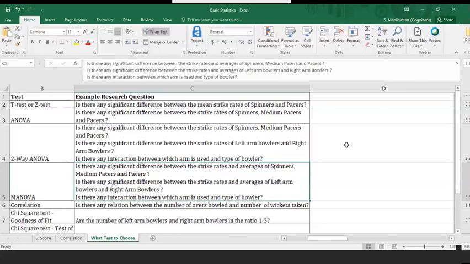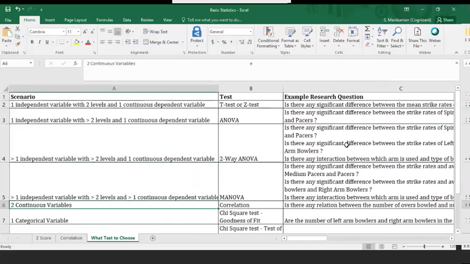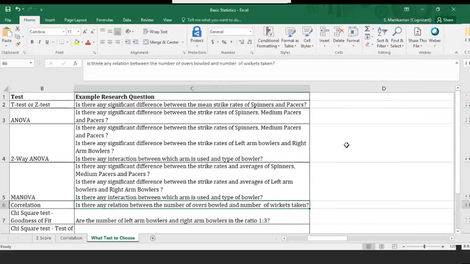Next scenario, you want to compare two continuous variables to check if there is any relation between them. So in such a case, you go for correlation. Your sample question will be, is there any relation between the number of overs bowled and the number of wickets taken?